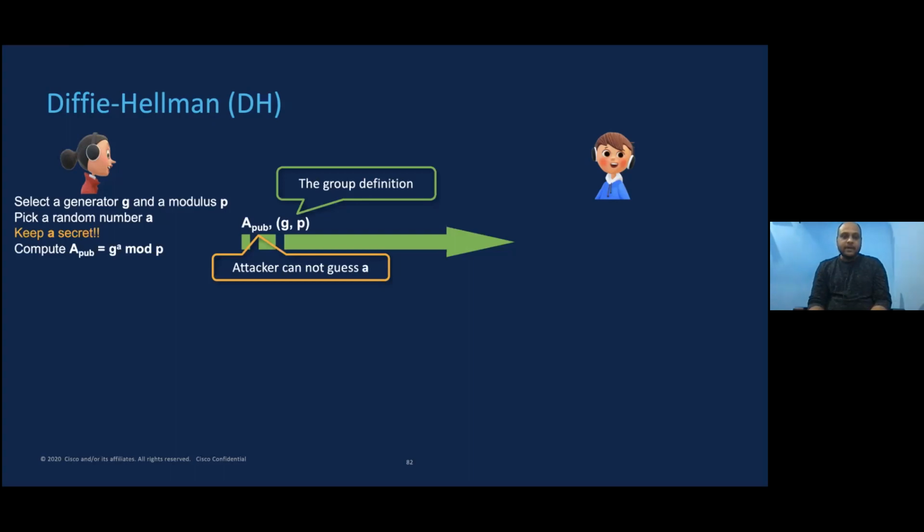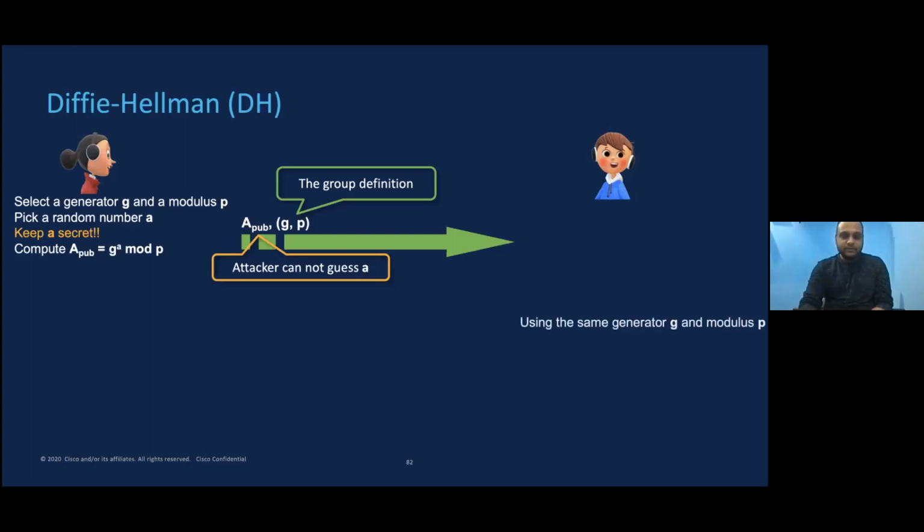But when Alice and Bob try to exchange this information, they choose another random number and use modular arithmetic to compute a public key, which is APUB. APUB is G exponent A mod P. And when it is sent, Alice is sharing the public key, the generator and the modulus, which can be easily found from the RFC as well. But what she doesn't share is the random number selected by her.